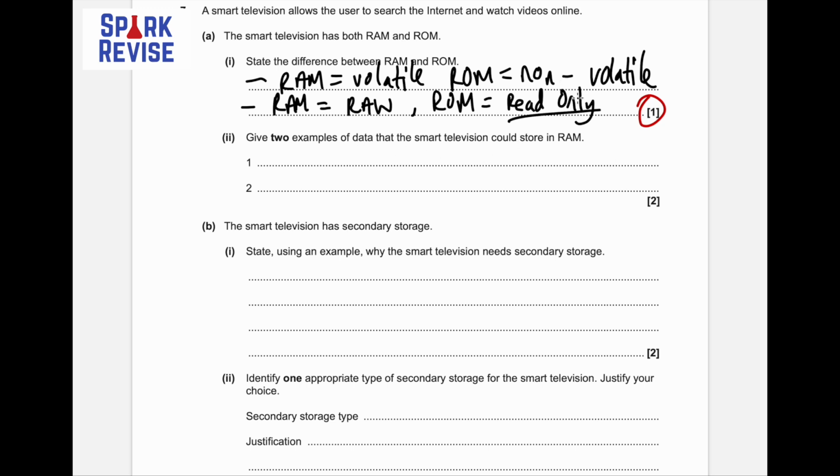Two examples of data that the smart television could store in RAM. Well, we know RAM is the temporary data storage for whilst the TV is running. So it could be currently running apps. It also could be the operating system that's currently running. It could be data being downloaded. That would all get you marks.